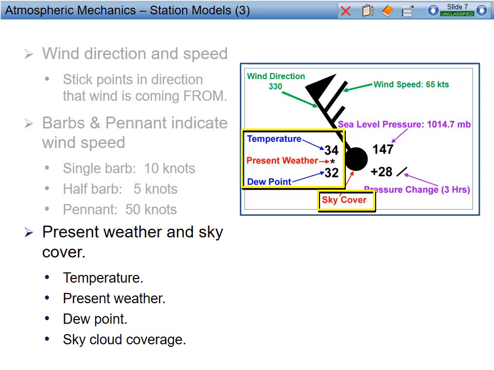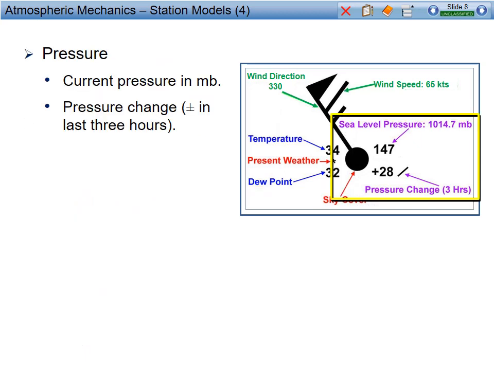Present weather and sky coverage is shown on the left-hand side of the station model as well as the circle center of the station model. It will give the temperature, the dew point, the place where the asterisk is located, where will be a small symbol talking about the type of present weather. And then the sky coverage is indicated by whether the circle is filled in or not, or some amount of it is filled in.